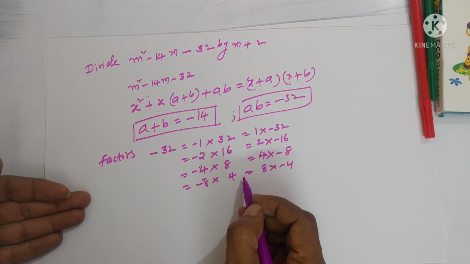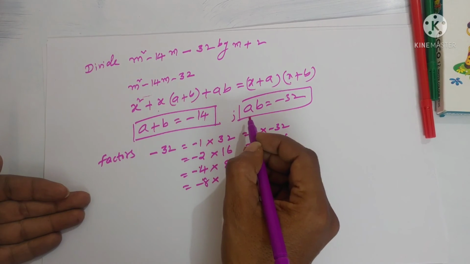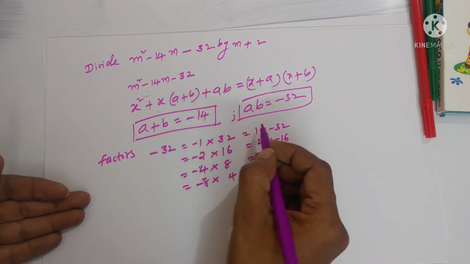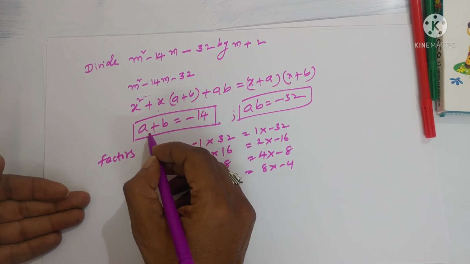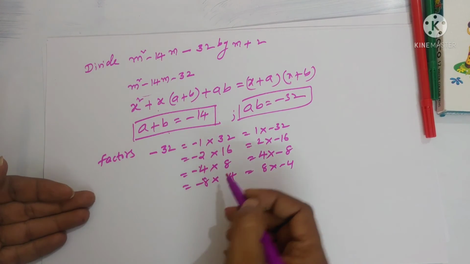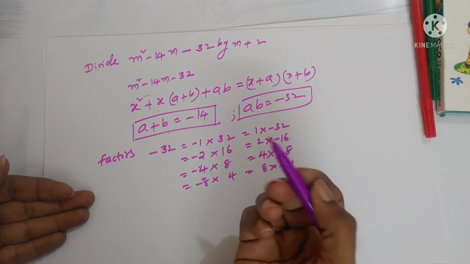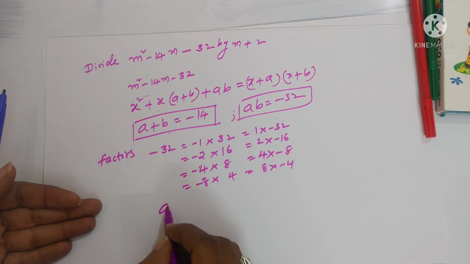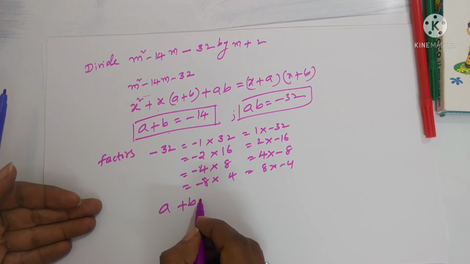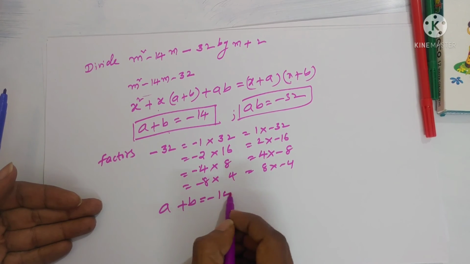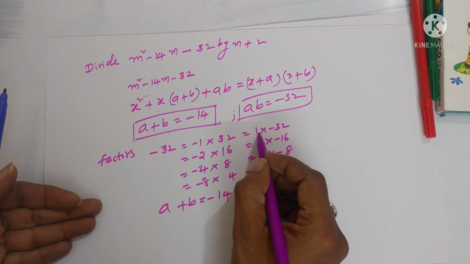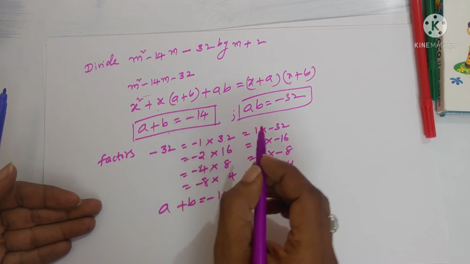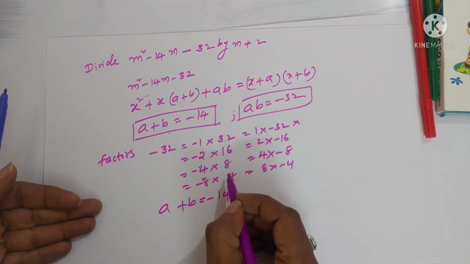Now we have to observe where we get the minus 14. That means for which pair, on addition or subtraction, we get minus 14. Just orally you can check here. We need a plus b equal to minus 14. Observe here: minus 32 plus 1 is minus 31, or 32 minus 1 is 31. So these are not suitable factors.